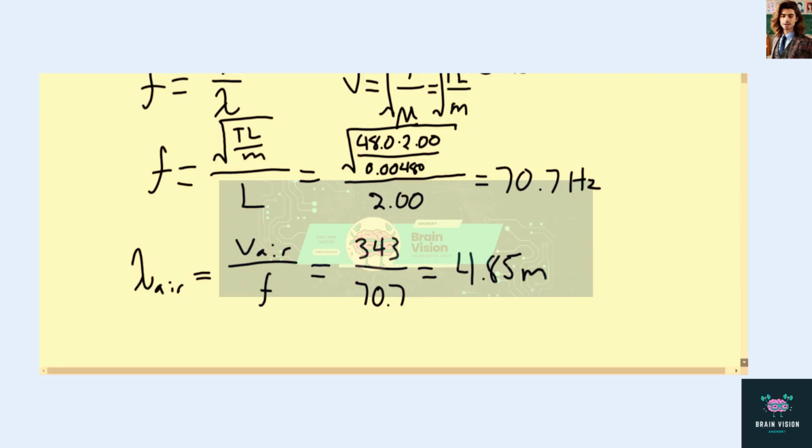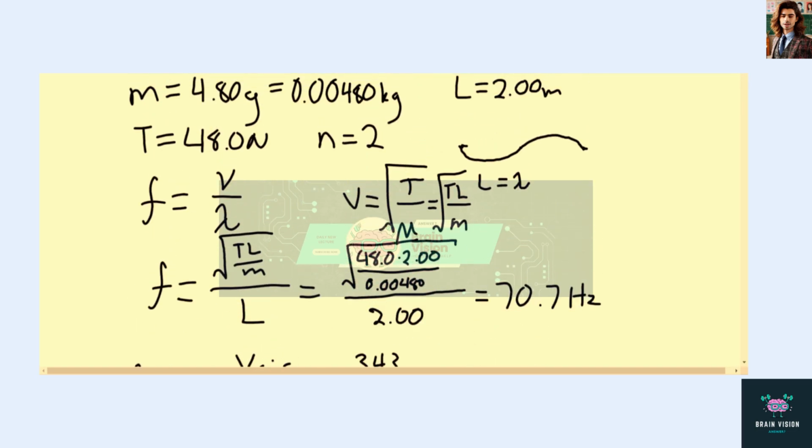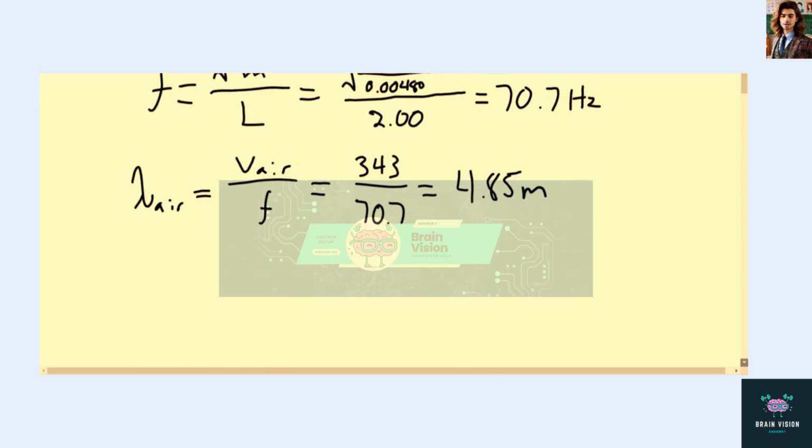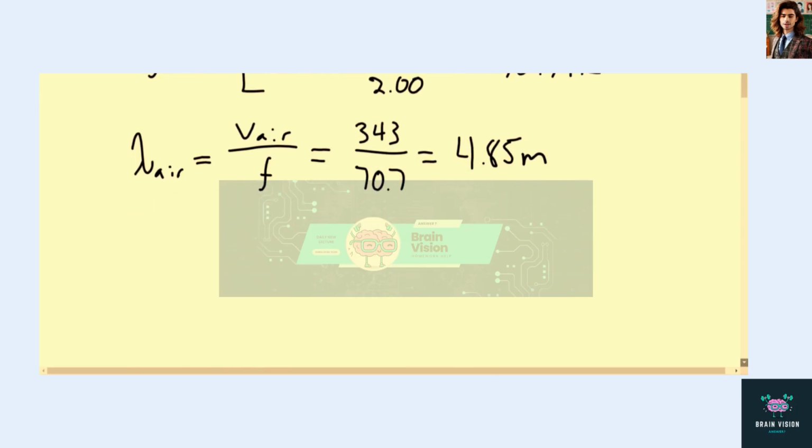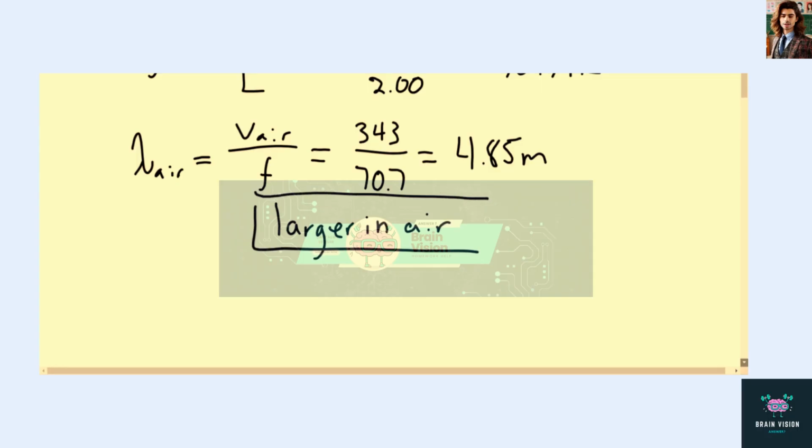And if you plug that into your calculator, you'll get that the wavelength in air is 4.85 meters, which, if you compare to the wavelength of the string, which is only 2 meters, we see that the wavelength of the sound wave is in fact longer. So our answer for part A is that the wavelength is larger in air than on the string.